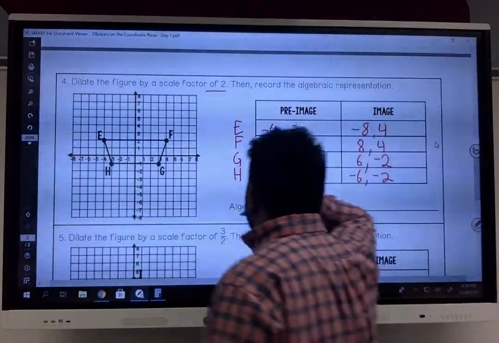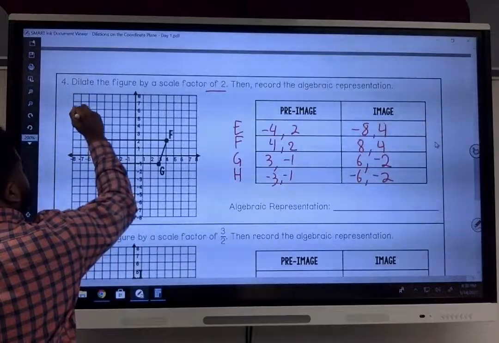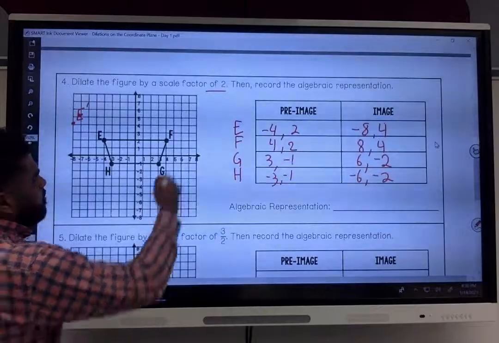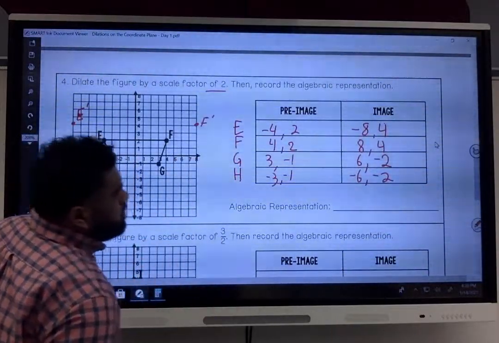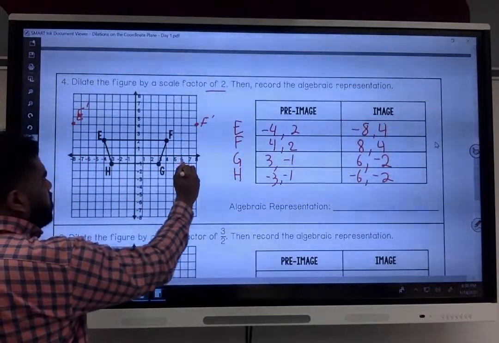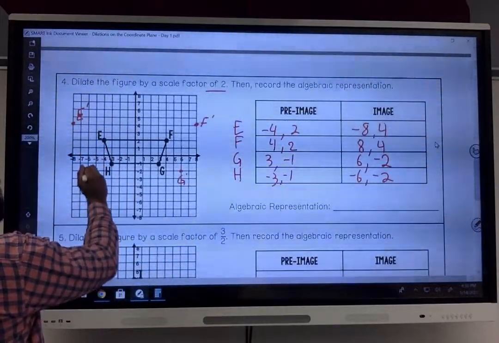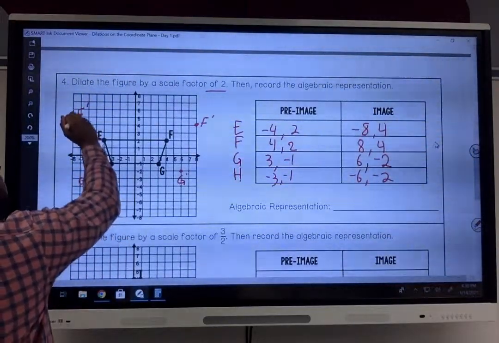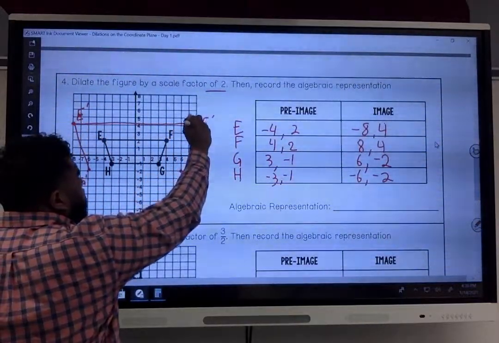I got my E prime, which is now negative 8 and 4. Right here. E prime. F prime is at 8, 4 all the way over here. G prime is at 6, negative 2, down here. That's G prime. And then H prime is at negative 6 and negative 2. Okay? So my new image is going to look like this, right?